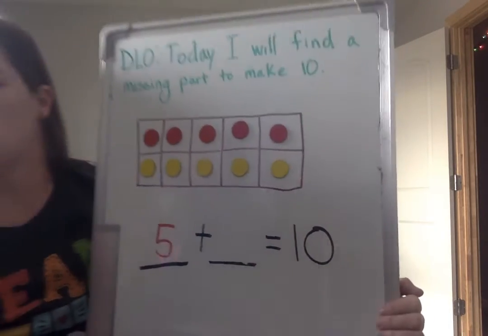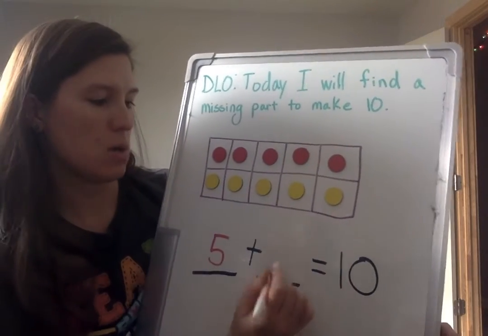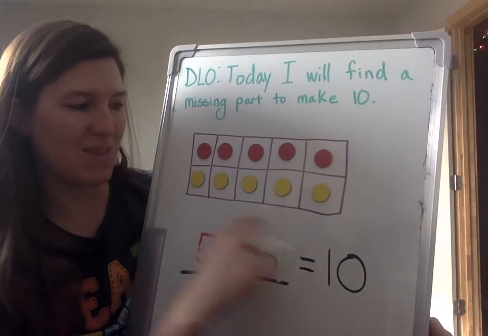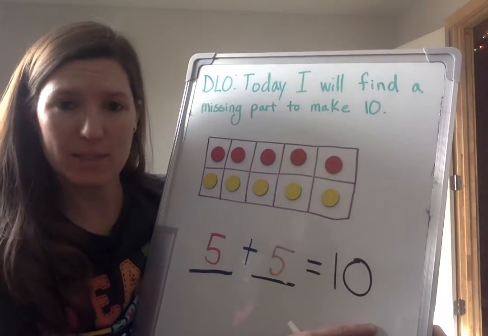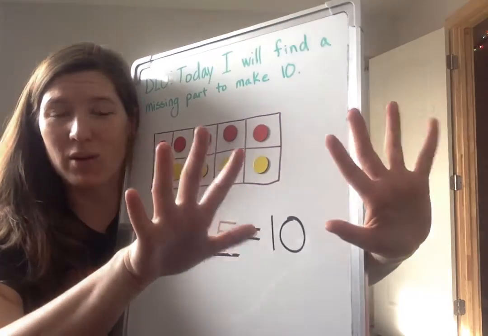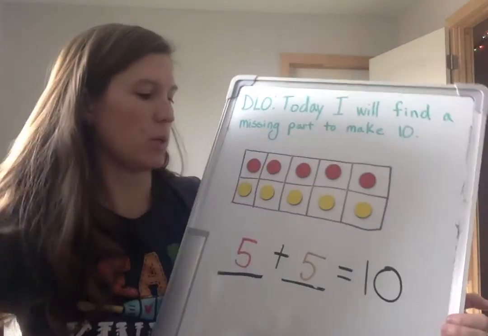I use my orange sometimes. Is my orange working? My orange is kind of ugly right now. So we had 5 red plus 5 yellow equals 10. So if you put 5 on one hand, 5 on another, how many fingers do you have altogether? 10. Let's do another example.